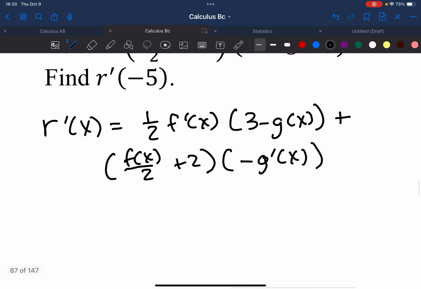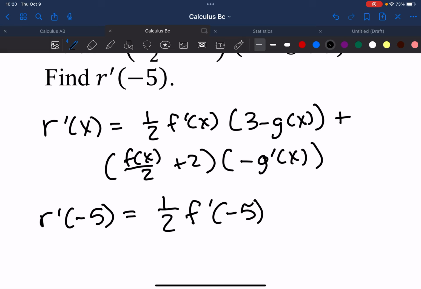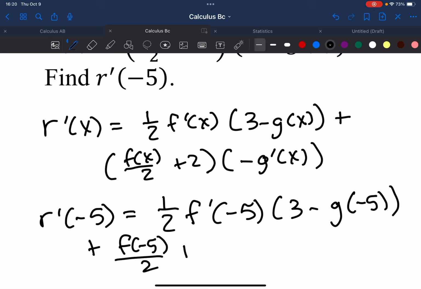And since I'm solving at, sorry about the bell. And if I'm solving at negative 5, I have r prime of negative 5 is equal to 1/2 f prime of negative 5 times 3 minus g of negative 5 plus f of negative 5 over 2 plus 2 times negative g prime of negative 5.